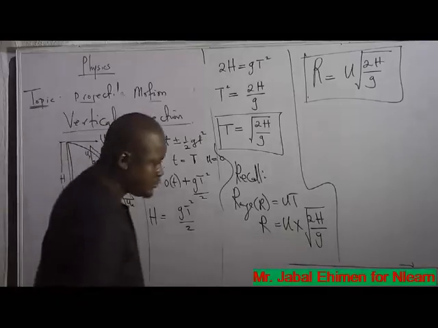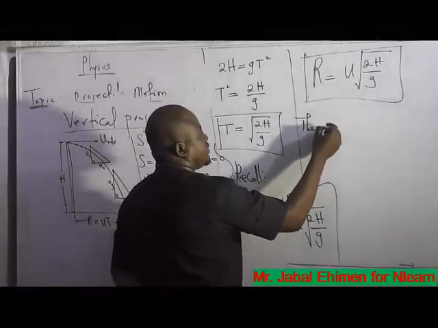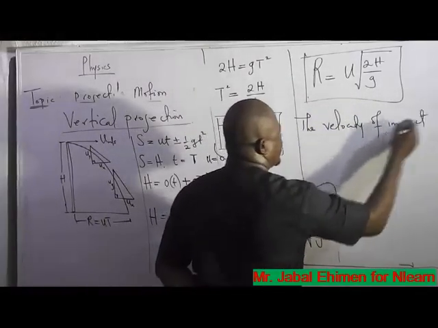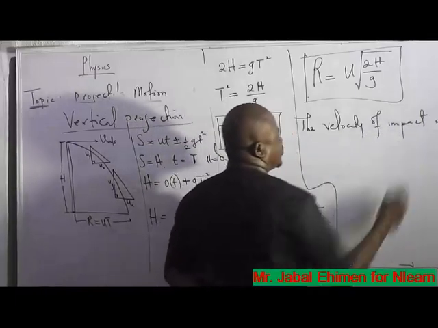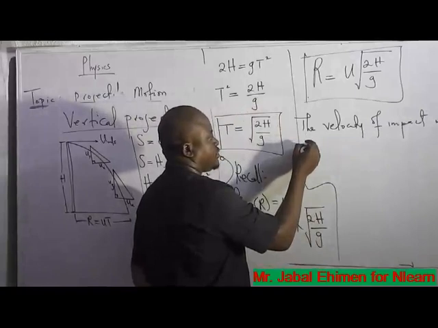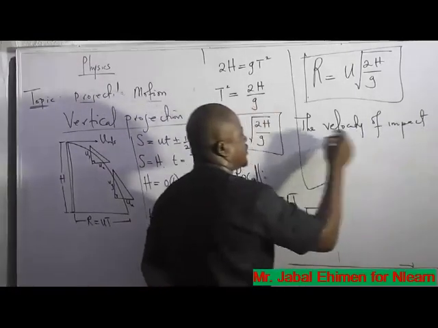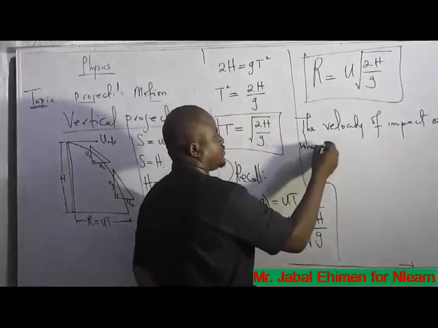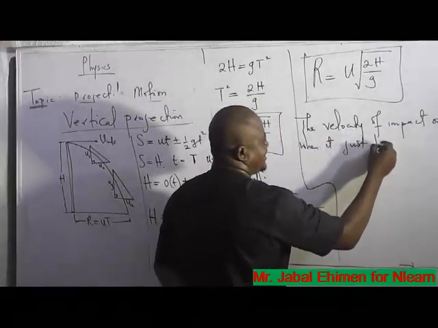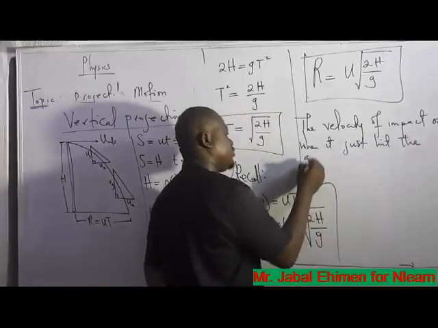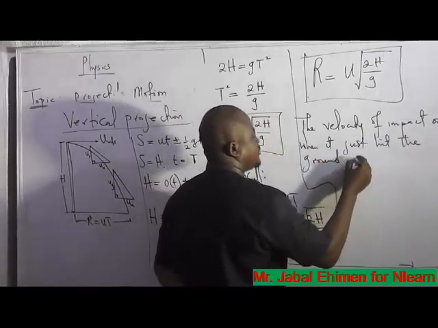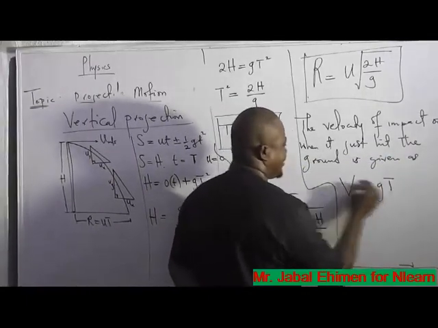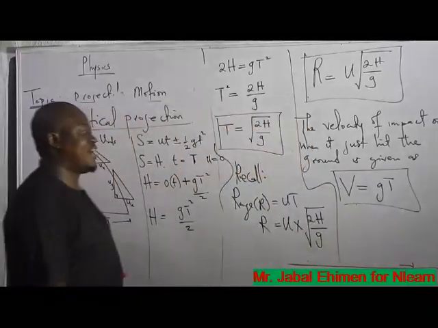Now, the velocity of impact, or when it just hits the ground, is given as V is equal to gt. Just take note of this. So now I have three formulas.